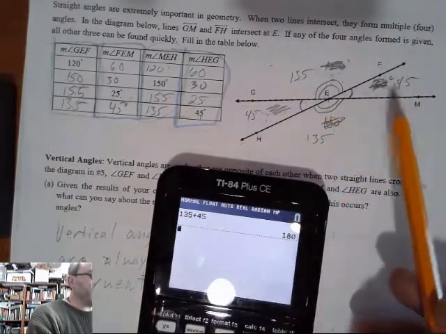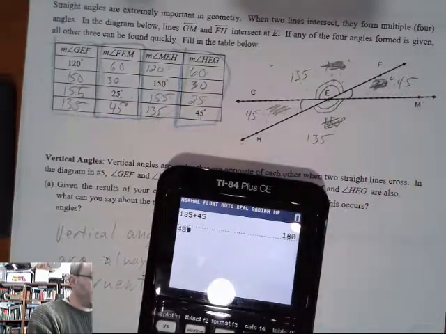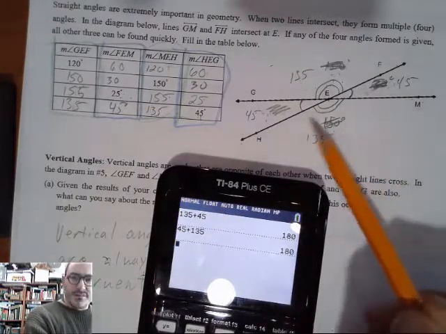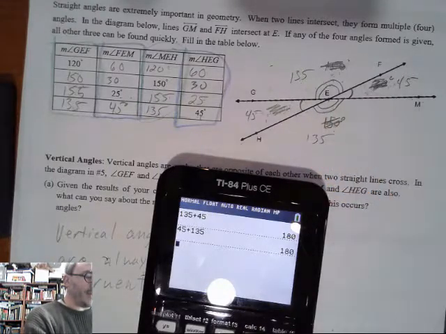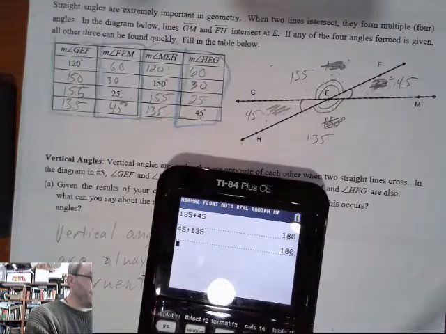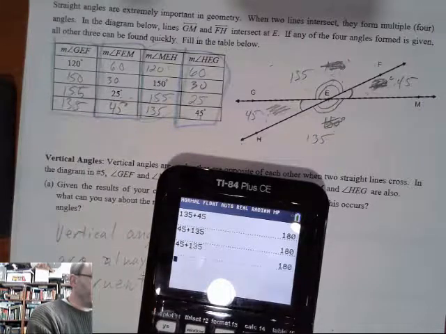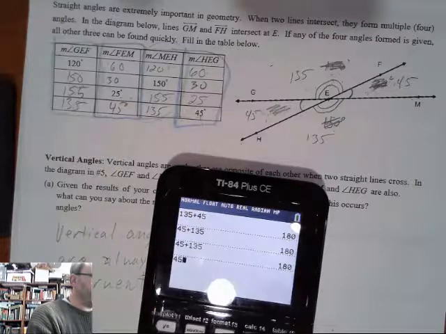But check this out. These two are also on a straight line. So 45 plus 135 has to equal 180 again. But look, these two are both on a line. 45 plus 135 are on a line. That equals 180. And then these two here, 45 plus 135, also has to equal 180.